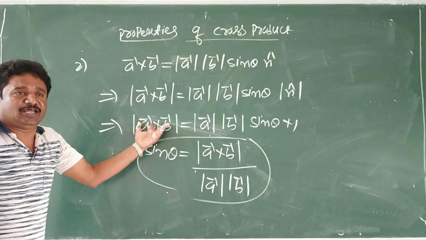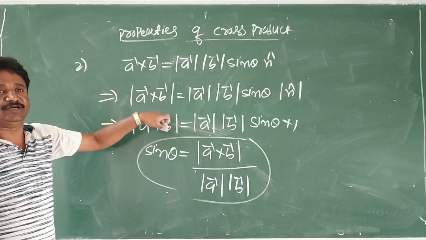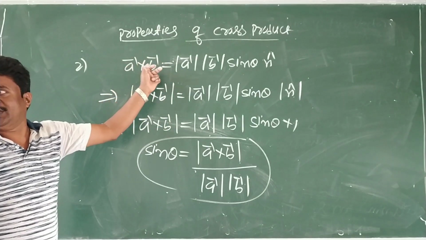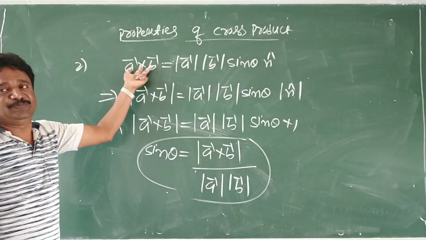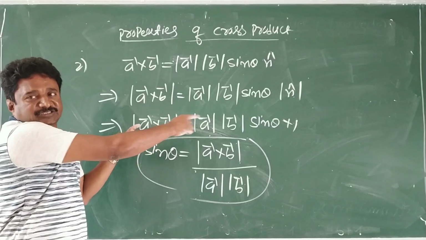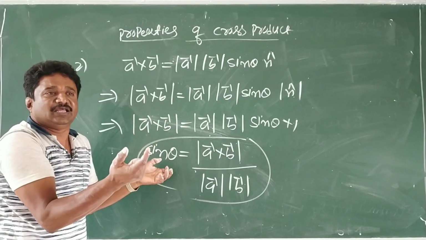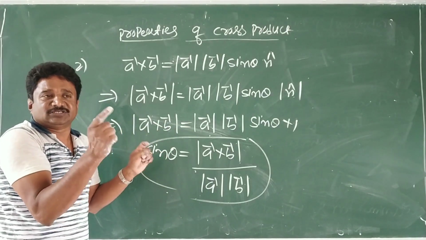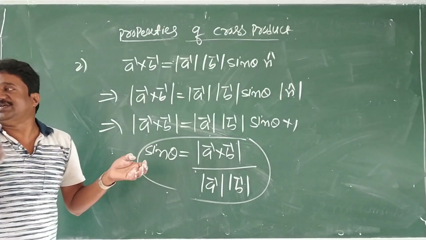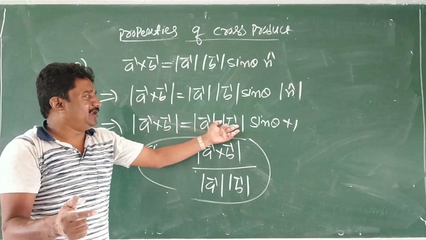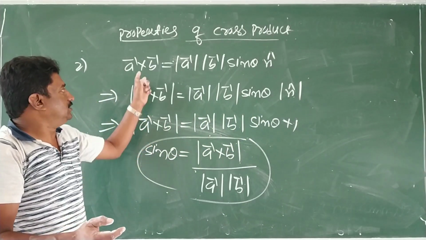How much is the magnitude of A cross B? It is length of A into length of B into sin theta. Observe the difference. If it is A cross B, you should write length of A, length of B, sin theta into n cap, because A cross B is a vector. Magnitude means scalar. Length of A cross B means a scalar quantity. Scalar means no direction. So write length of A, length of B, sin theta. Scalar is equal to scalar.